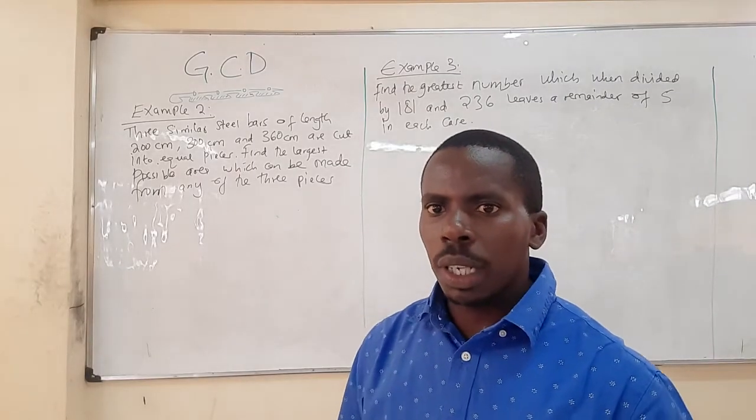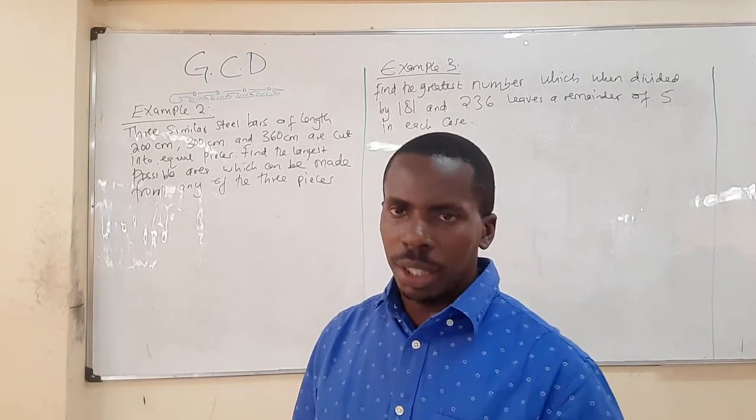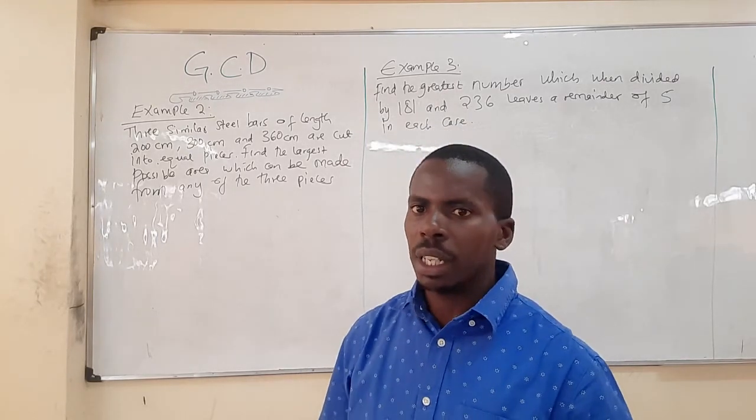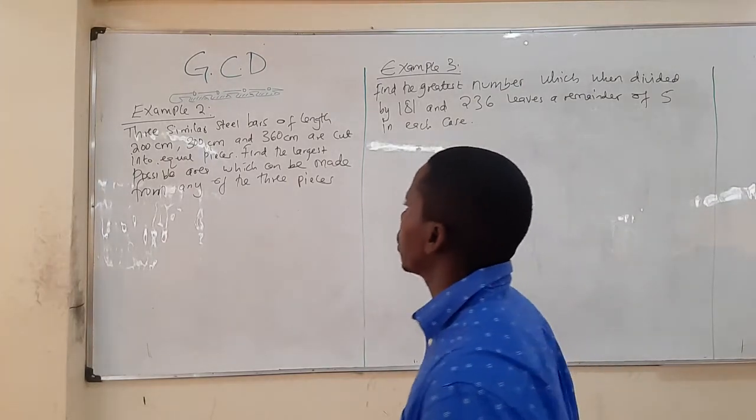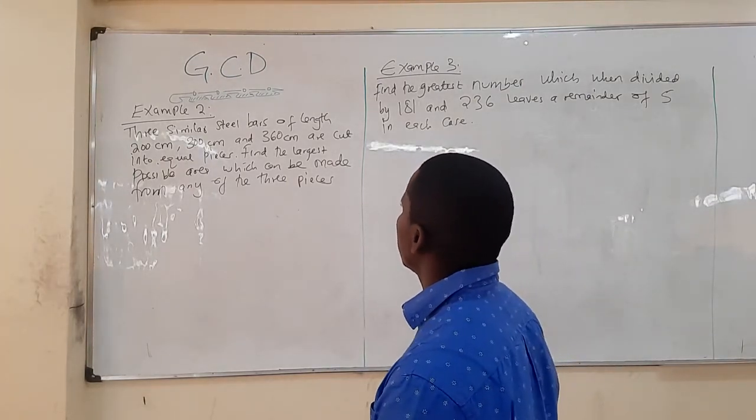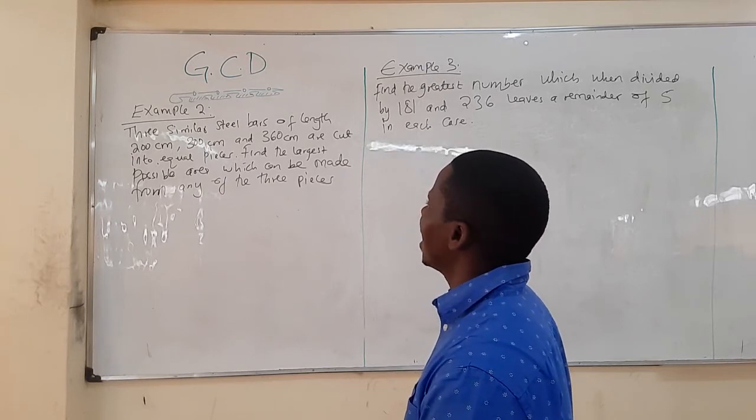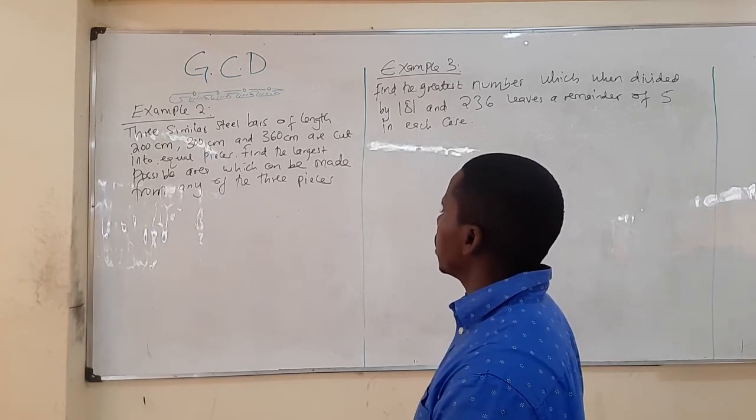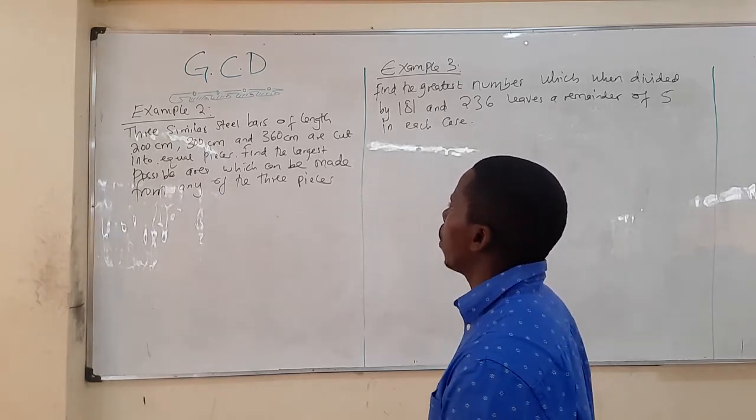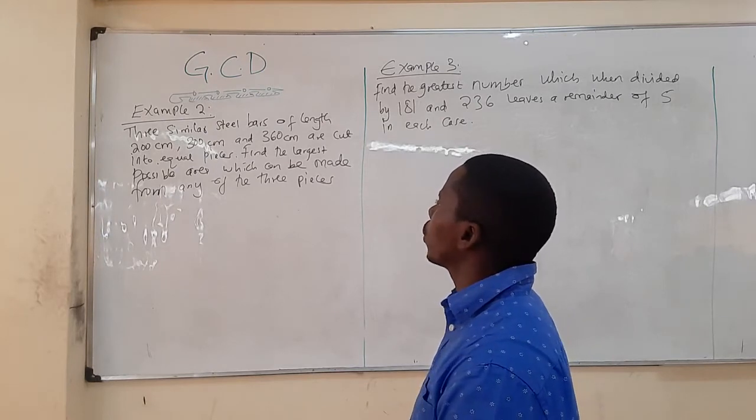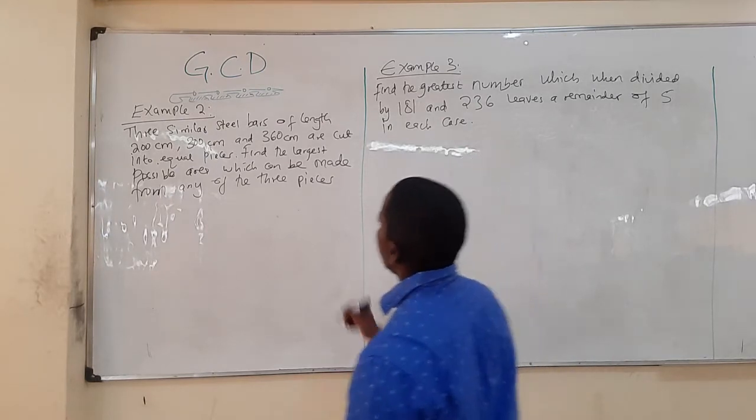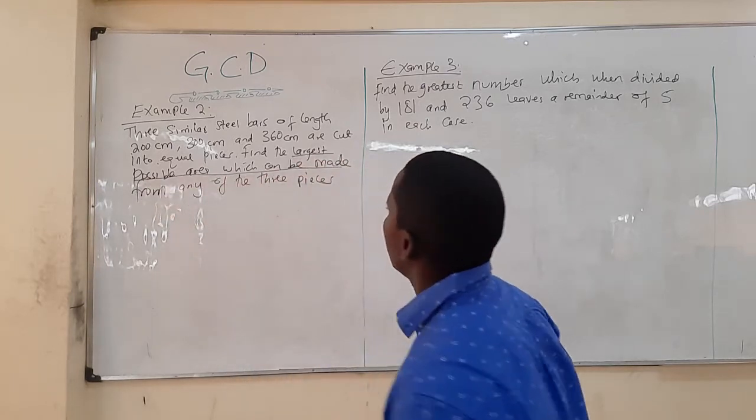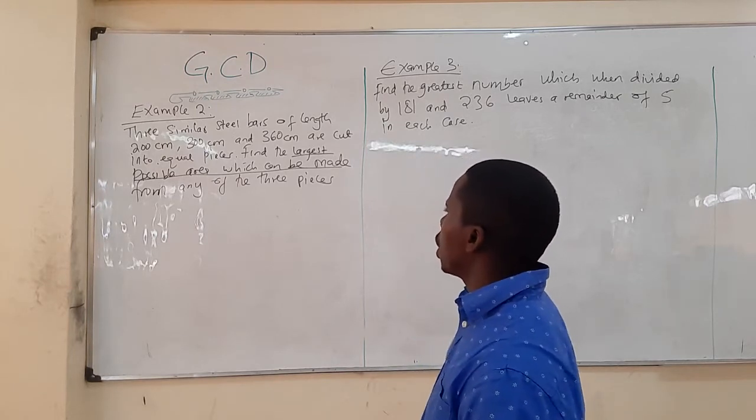So let's look at example 2 and the last one, example 3, to see how we can answer the questions on GCD. Question 2, example 2 reads that 3 similar steel bars of length 200 centimeters, 300 centimeters, and 360 centimeters are cut into equal pieces. Find the largest possible area which can be made from any of the 3 pieces. The keyword here is the largest possible area that can be made from any of the 3 pieces.